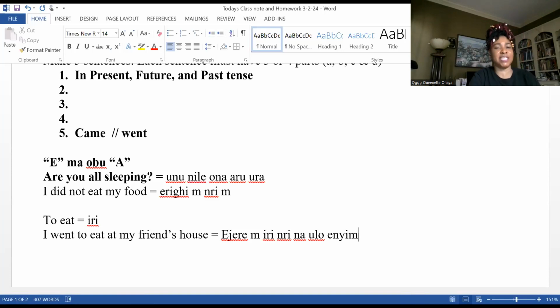The first one can be she did not come. The second one will be they came. The other one will be we will not come. The other one will be you are calling them. You know, something like that. Just mix it and see that you put all of them. You use all the pronouns. Okay, Chiamaka, let me see one of yours.